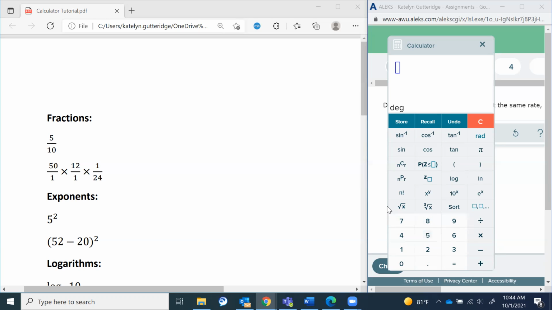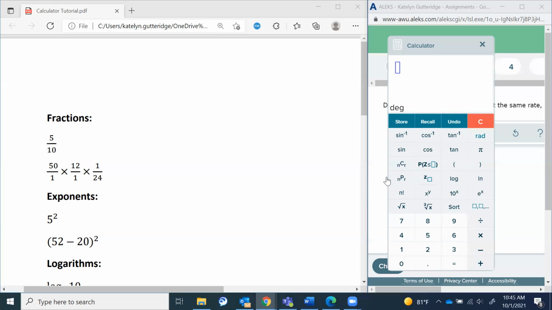Along with those, you could also use the square root. You might need to use the cube root. The x to the y is your exponent button, so that is for any exponent. The 10 to the x is if you do have a specific base of 10. Log, we'll use anytime we need to use logarithms, and we'll go over an example of how to put those into the calculator. And then your NCR, NPR, those are going to be our combination and permutation buttons. Those are going to be used in Unit 5, and we'll go over how to enter those as well.